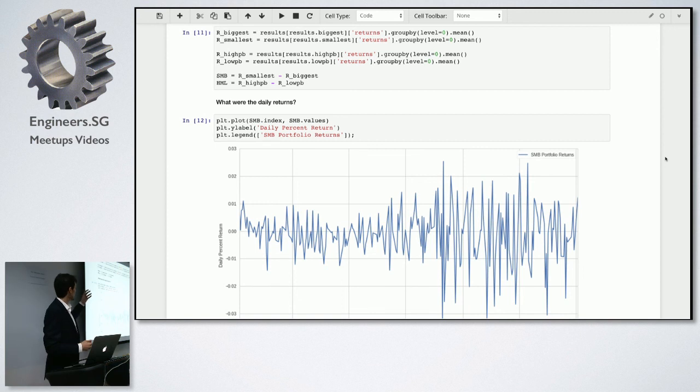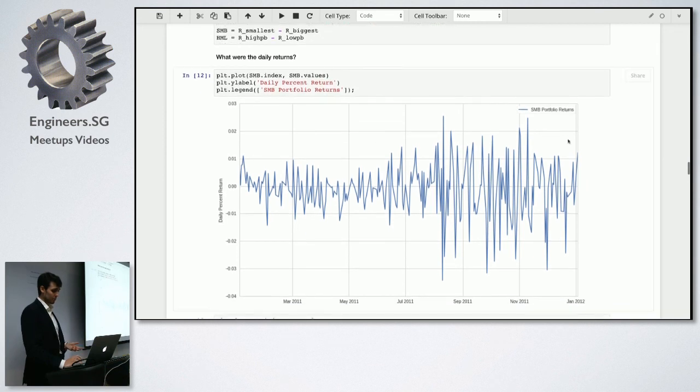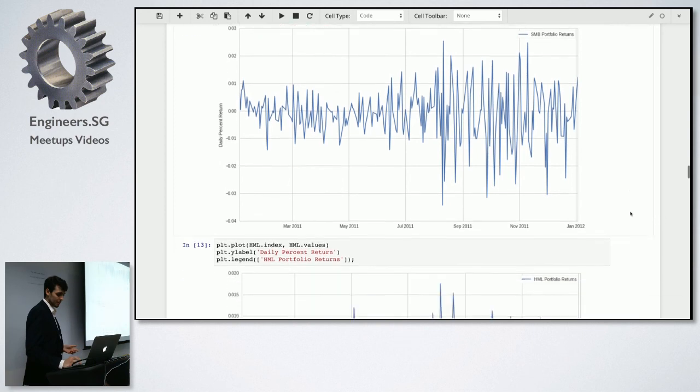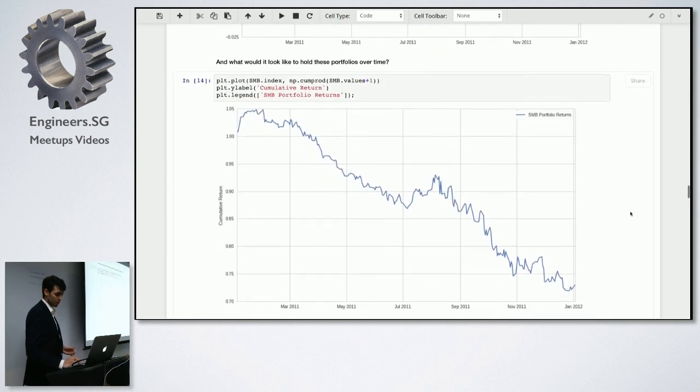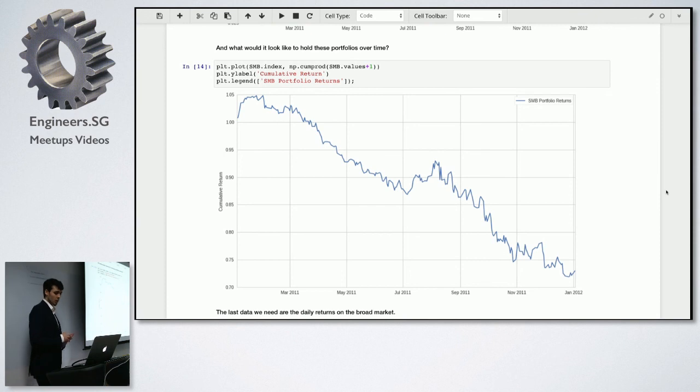And then the other one we created is this high-minus-low portfolio, which sorts companies based on that book-to-price ratio I said not to worry about earlier. But it's the same principle. So that's what the returns look like each day. You could cumulatively sum them to get what this would look like over time. So it looks like over the year of 2011, making a bet on market cap would not be a great investment. It looks like the large cap companies actually outperformed the small cap companies in 2011. And so this actually loses value in this portfolio.